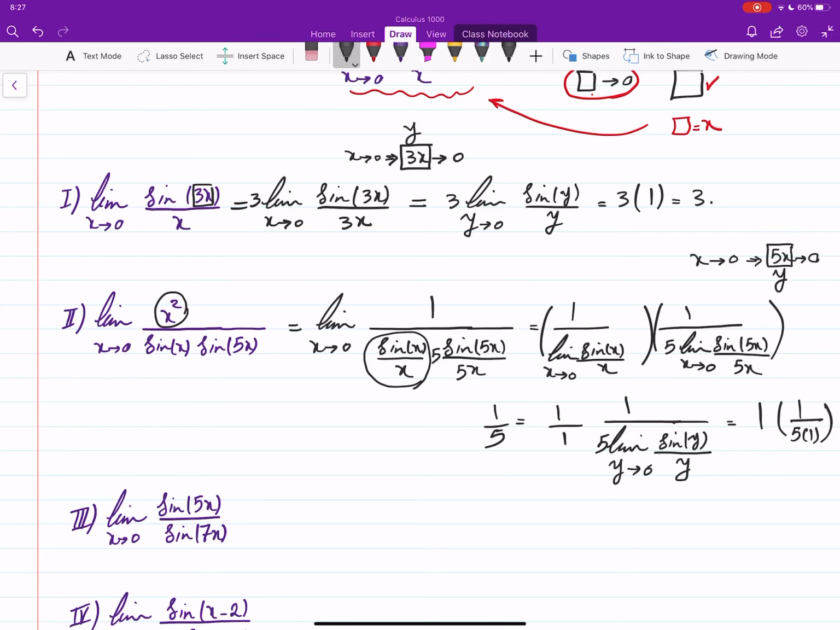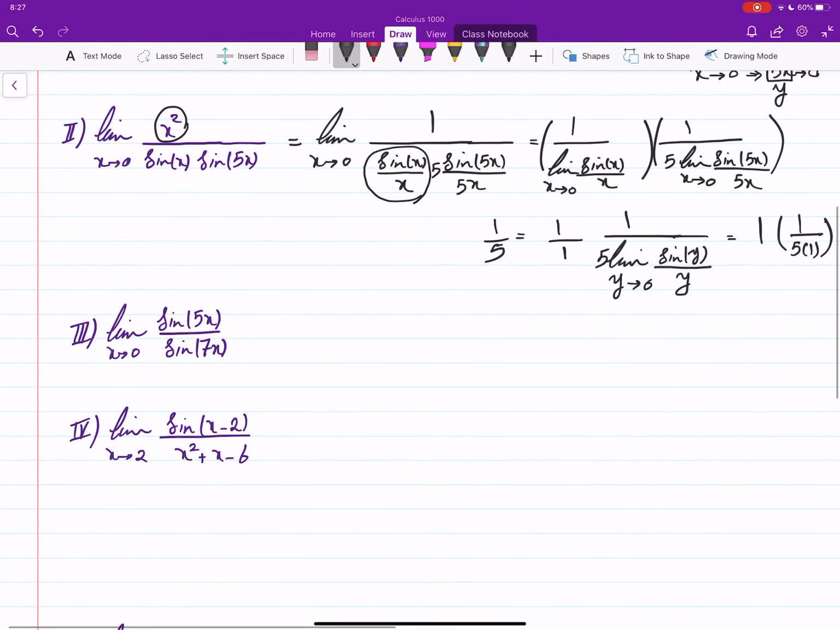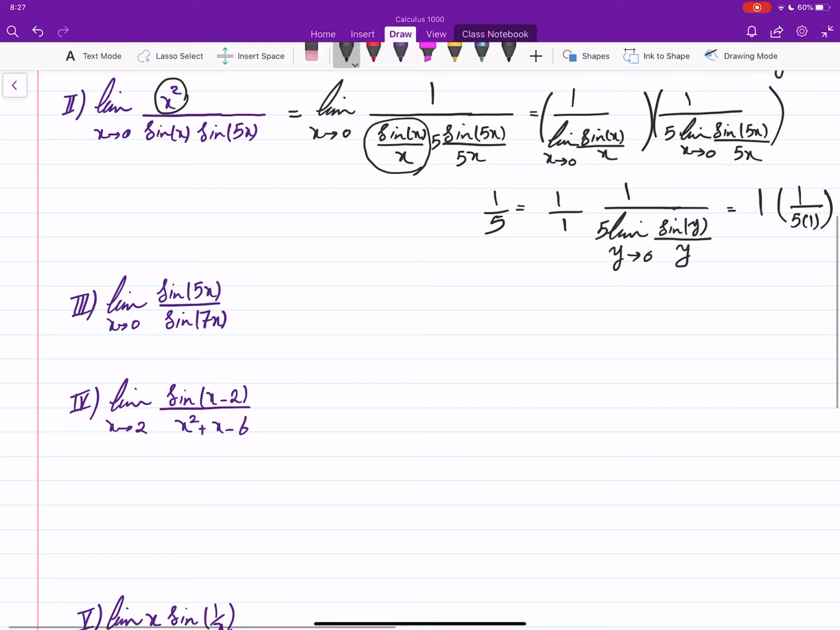Okay? How about this one? Okay, I don't have any x's here. Sine of 5x over sine of 7x. Well, the trick here is that, okay, in the denominator of the numerator, I need 5x. Yes. Then I multiply the whole numerator. Let me write a little bit further away.